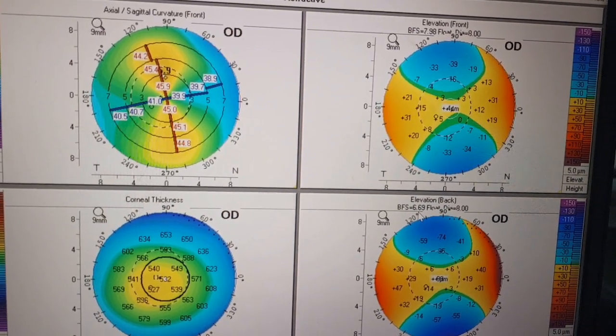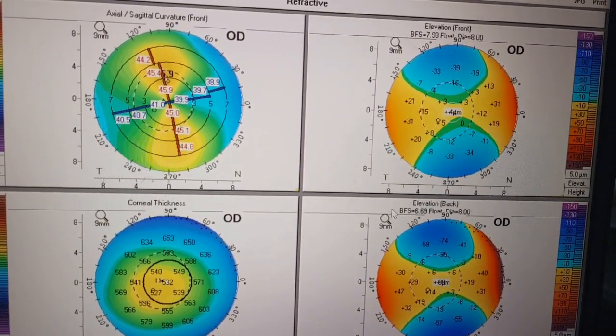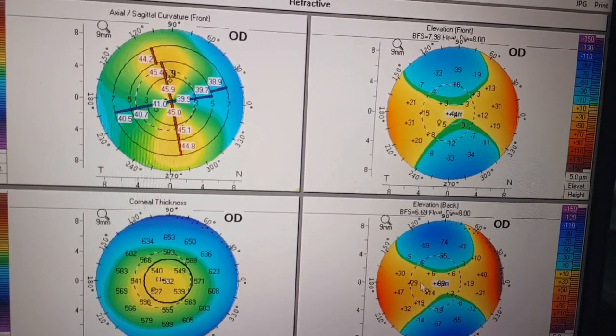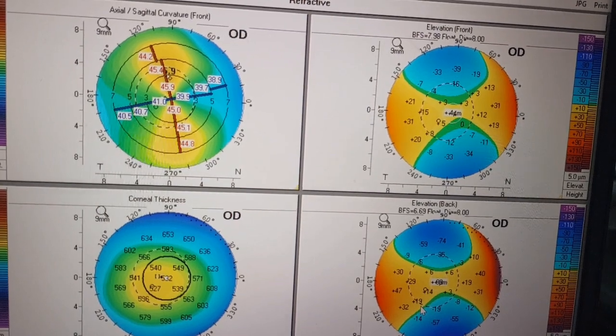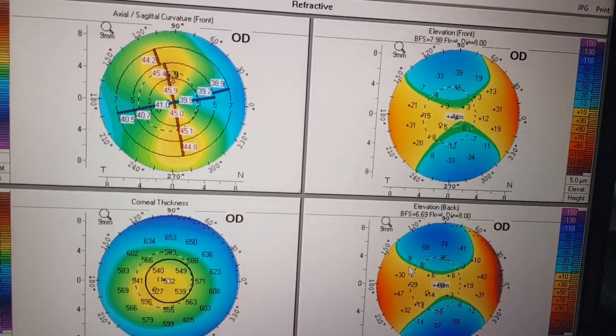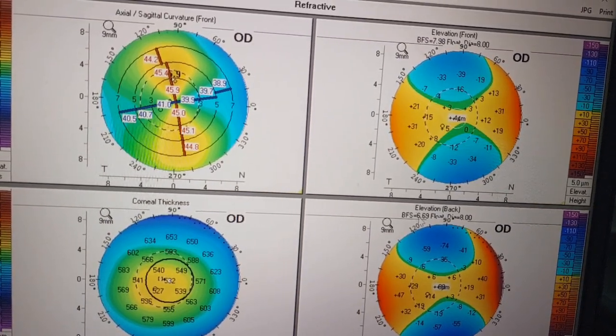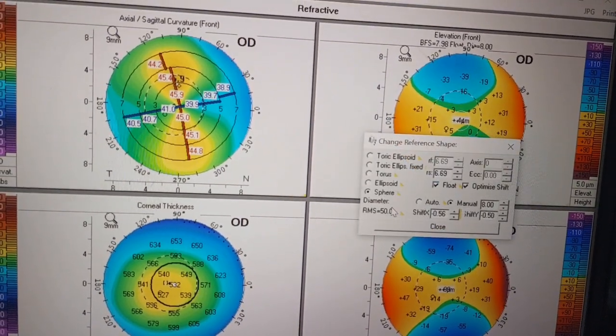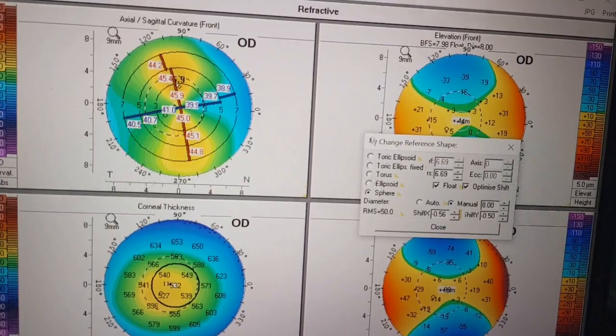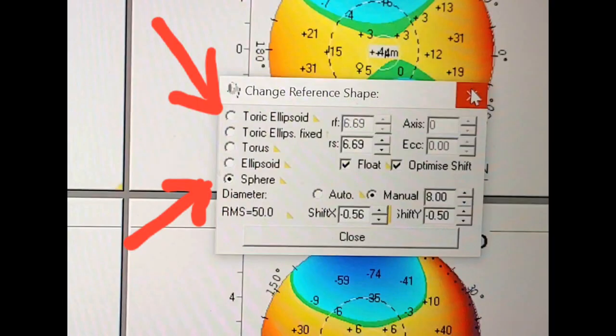To evaluate the corneal surface correctly, you have to compare it to a reference, or you can say an ideal reference or an ideal surface. So from now on, we will name the corneal surface as the surface under test and the reference as the ideal surface. So we have two main references, or two main ideal surfaces: best fit sphere and best fit toric ellipsoid.